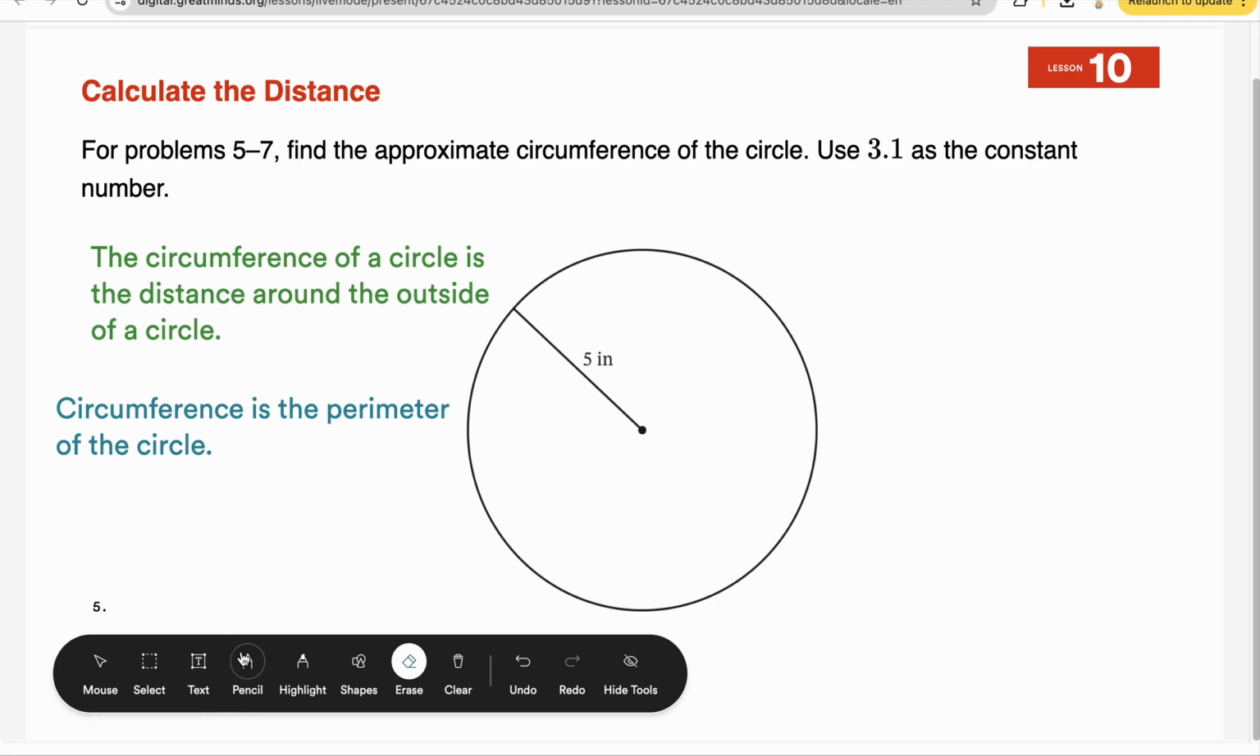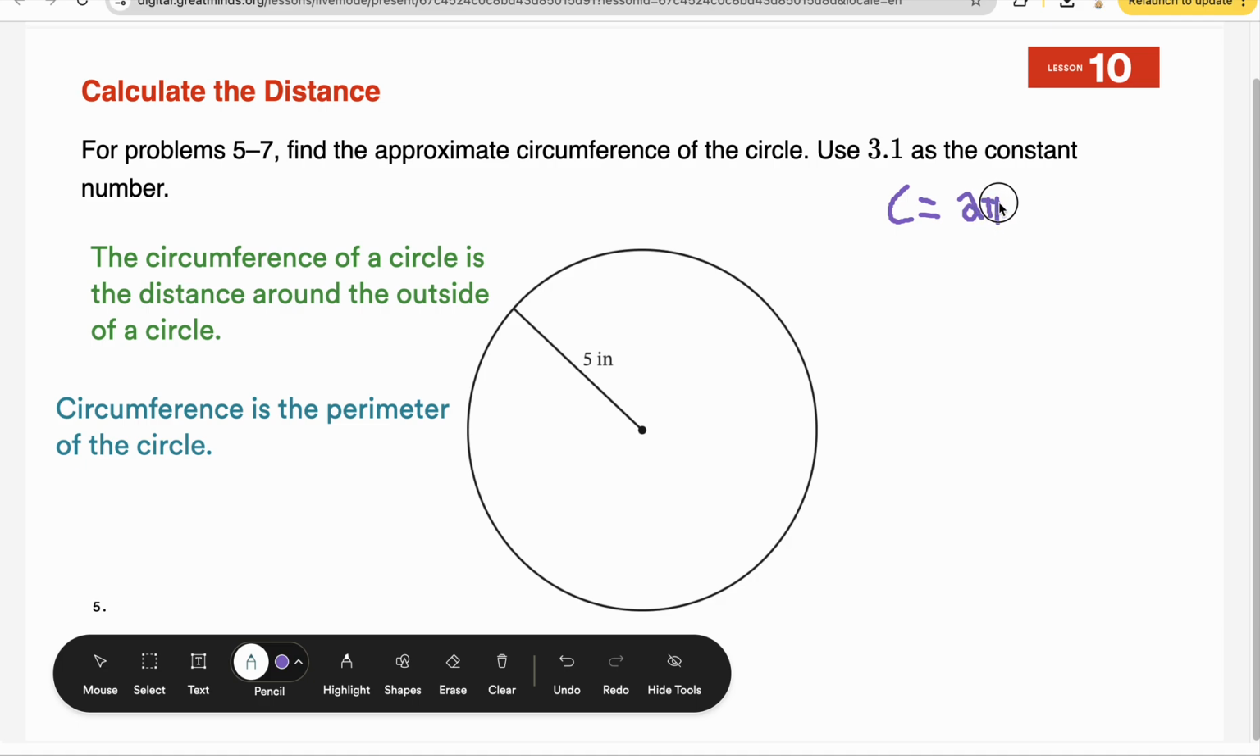Let me actually put those formulas on this page though, so that way you can also write it in your notebook. So circumference is equal to 2 times pi times the radius, or, sorry, this is kind of messy. I'm having a hard time with my mouse today. Circumference is equal to pi times the diameter.